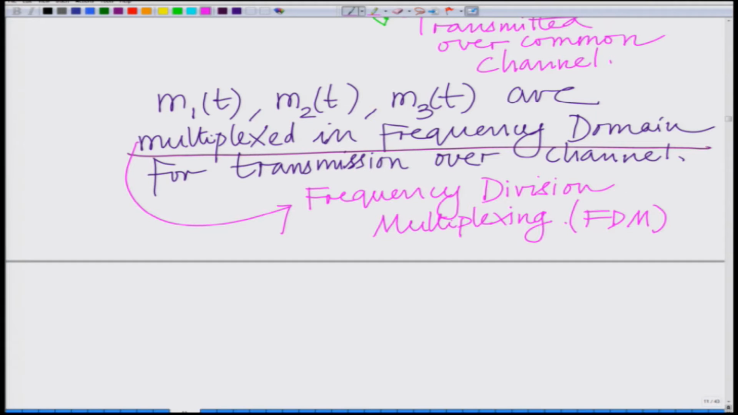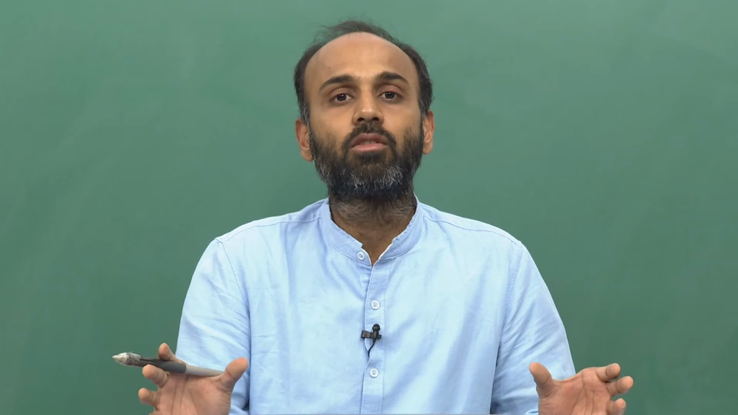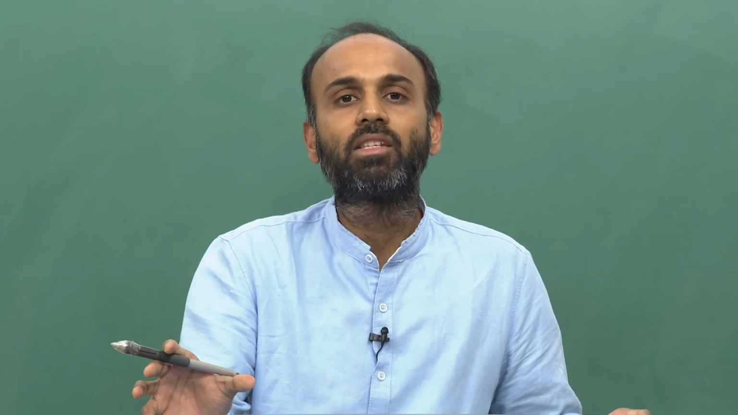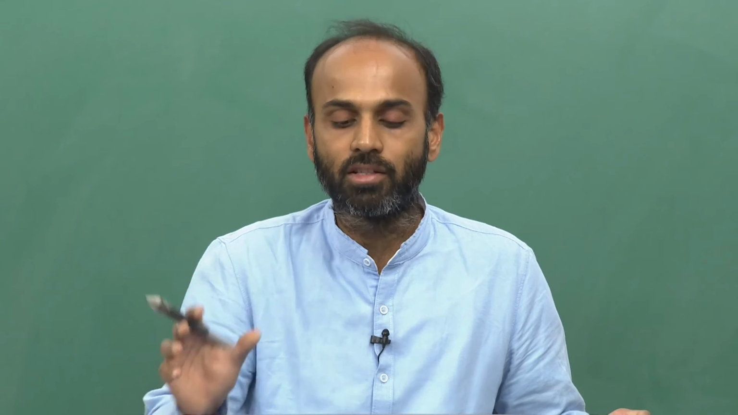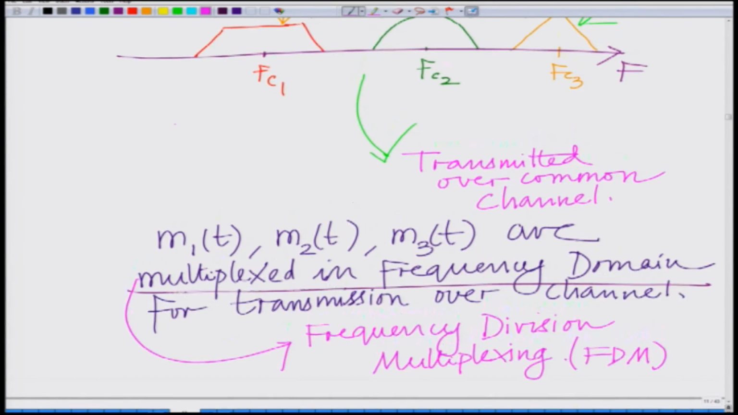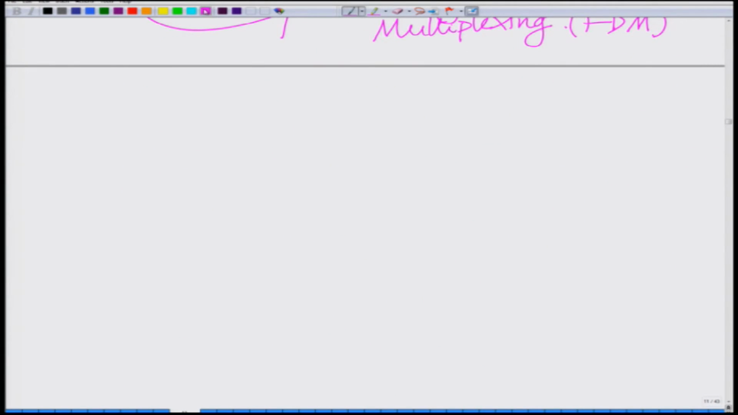Now, at the receiver we have to separate. These signals are multiplexed, we have a composite signal. Now, at the receiver we have to separate these signals to extract the individual signals. Since these are separated in the frequency domain, we can extract each signal by appropriately band pass filtering at the corresponding center frequency. For instance, to extract M1, I have to filter at FC1. If I have to extract M2, I have to consider a band pass filter centered at FC2. To extract M3, I have to consider a band pass filter centered at FC3. So, therefore, at the receiver, the multiplexed signals are separated by band pass filters.